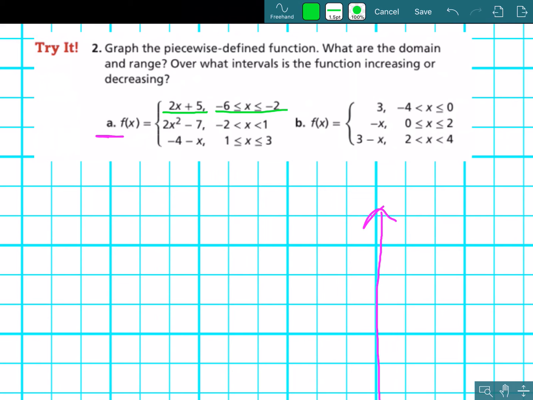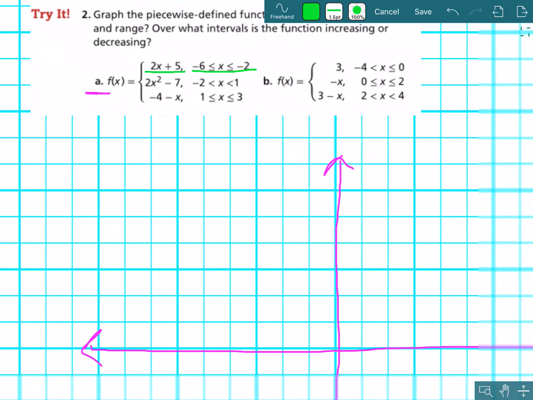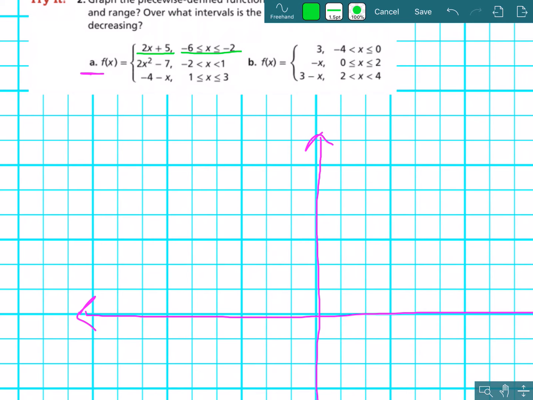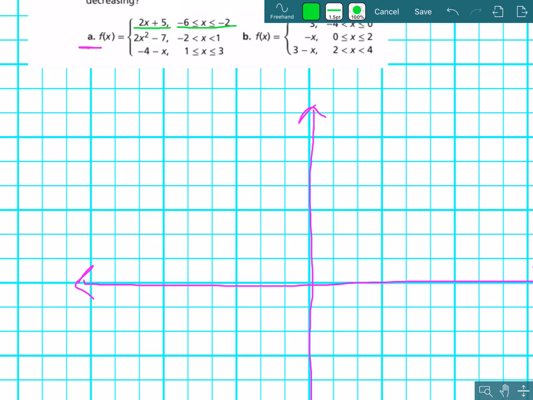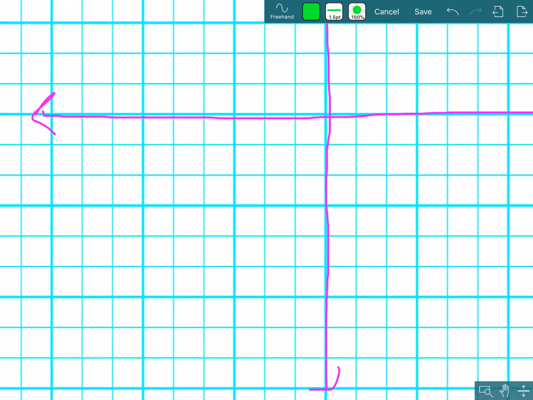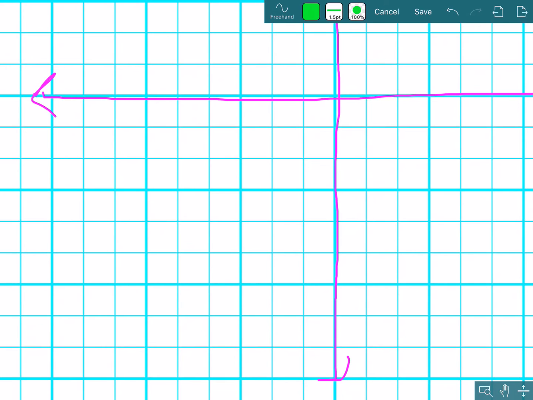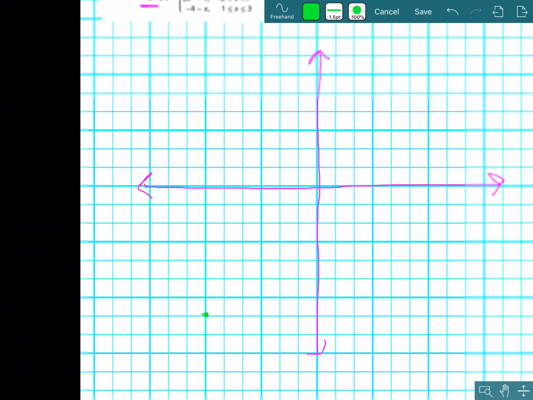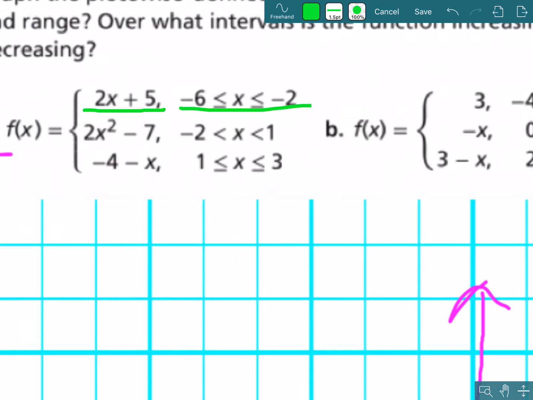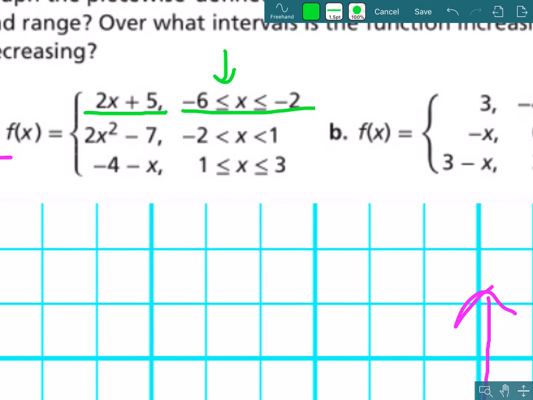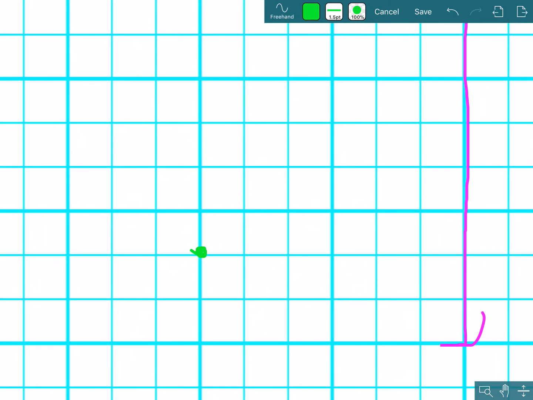What I find really helps is if you plug in -6 into that function and plug in -2. So 2 times -6 is -12, plus 5 is -7. So I'm going to get the point -6, -7. I'm going to go over 1, 2, 3, 4, 5, 6, and I'm going to go down 7. Here's the point -6, -7. Now you'll notice because this is an or equals to symbol, I've done a closed circle there. So there's my closed circle.